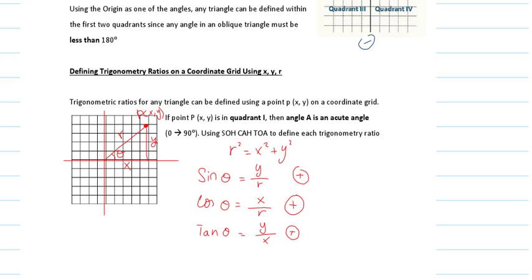They picked r because r is the radius, and technically this is a circle. I can form a circle right here, and the radius goes from the origin to that point. That's why they picked r, but we don't worry about that. Just call it r.